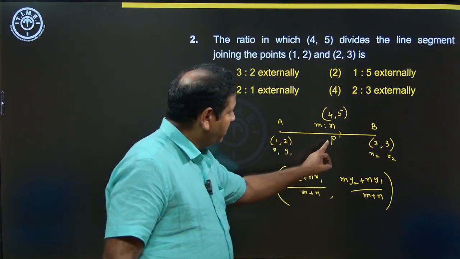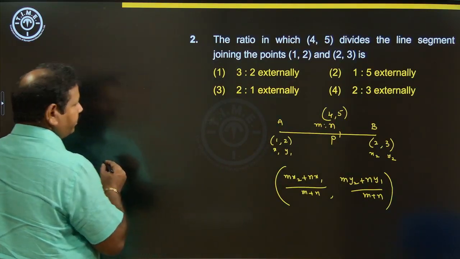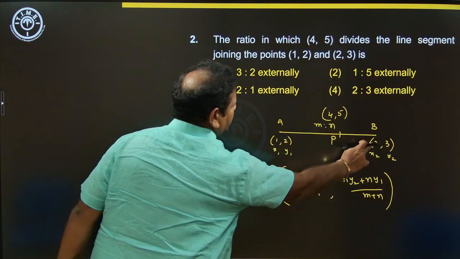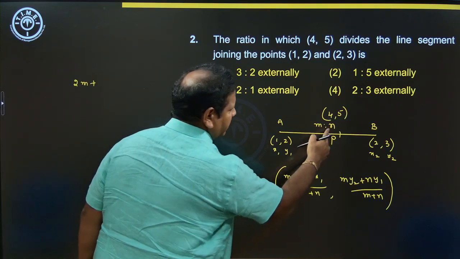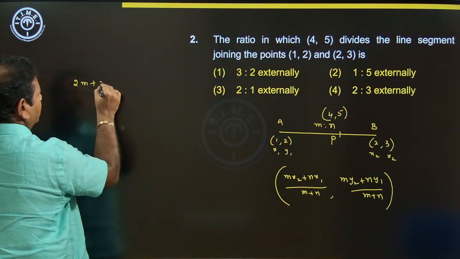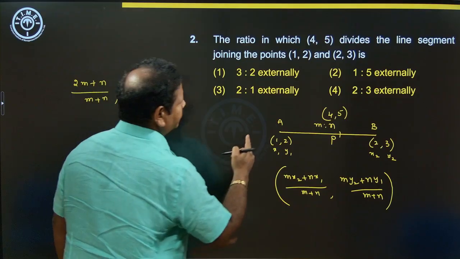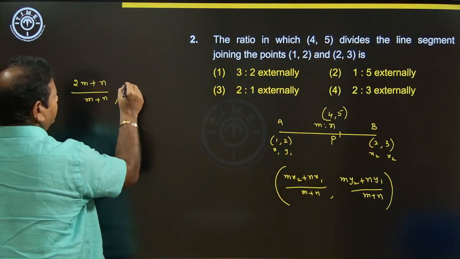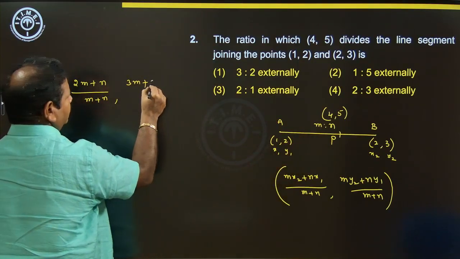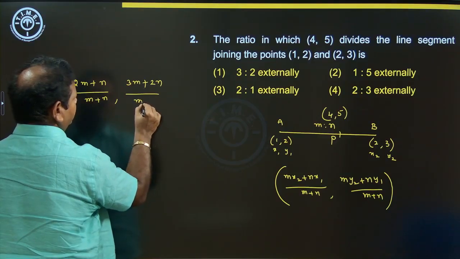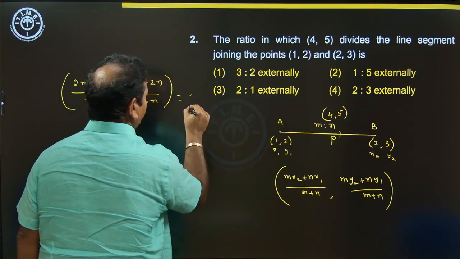Let us use the section formula to find out the point. But that point is given by 4 comma 5. So let us use the formula. Then mx2, m into 2, 2m, plus nx1, n into 1, that is n, by m plus n. Next, my2, m into 3, nothing but 3m, plus n into 2, 2n, by m plus n. Okay, this is nothing but P, but P is given by 4 comma 5.